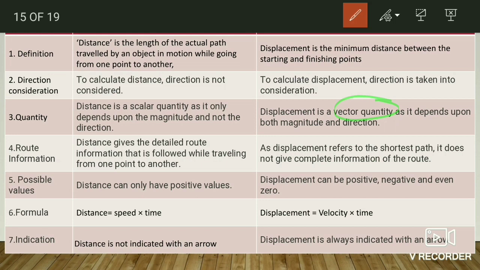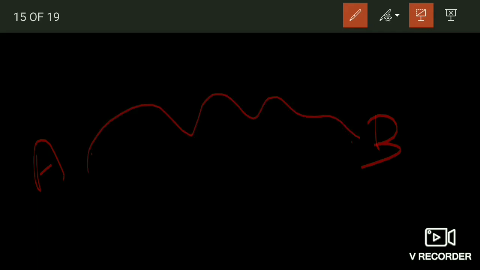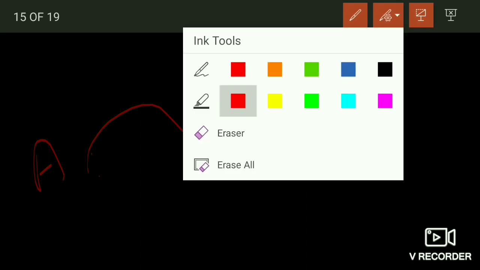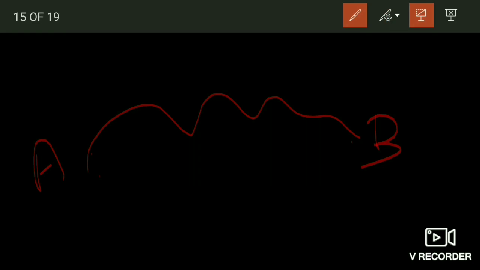Now fourth, route information. Distance gives the detailed route information that is followed while traveling from one point to another. But displacement refers to the shortest path. It does not give complete information. Now see here, initial position, this one is the final position. If the path is in this way, then distance gives total route information. But we know that displacement means minimum distance traveled by an object. That means in this way, it does not give total complete information.